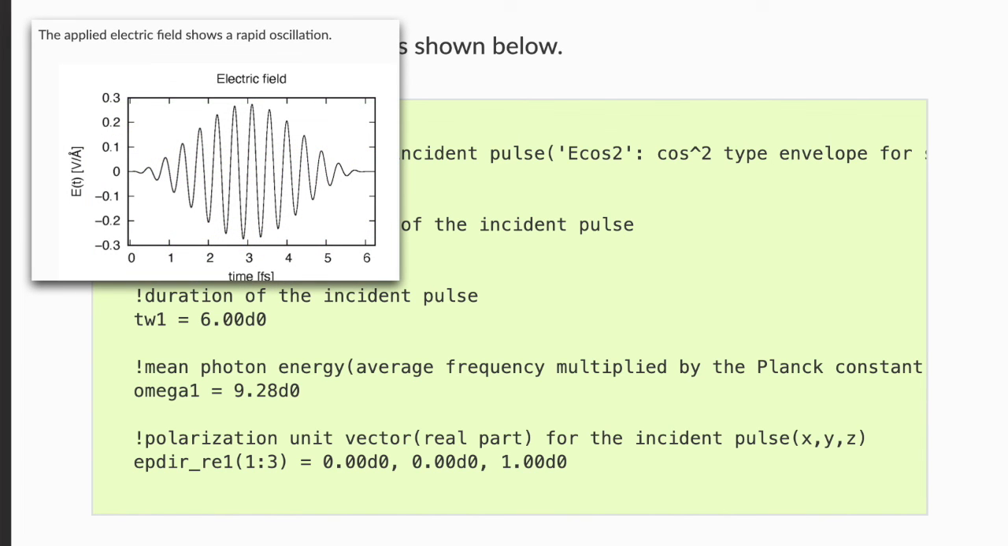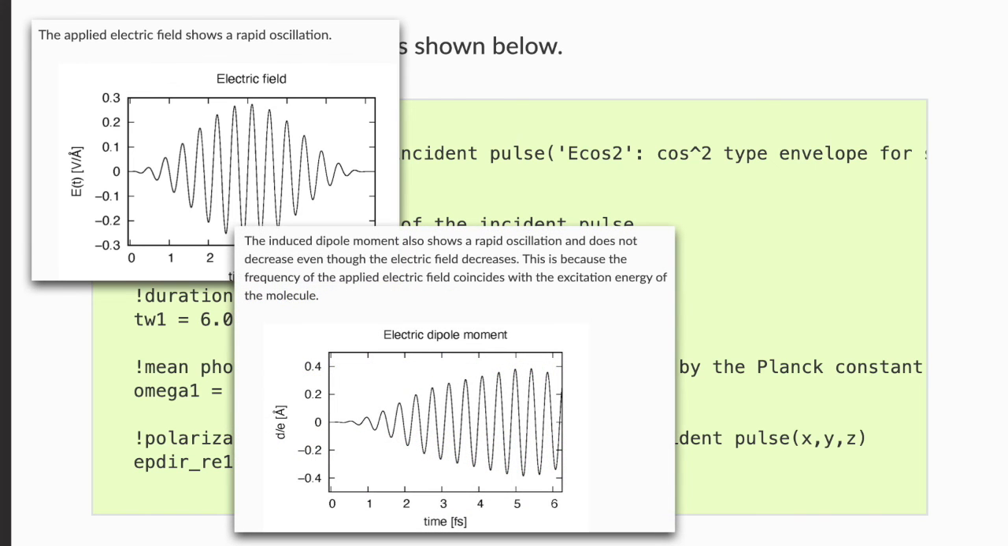The electric field diagram reveals that the period is shortened because of the increase in frequency. The dipole moment diagram reveals that the dipole moment does not decrease even when the electric field decreases gradually. This is explained by the fact that the energy is transferred resonantly because an electric field with a frequency matching the energy of the excited state of the molecule is applied.